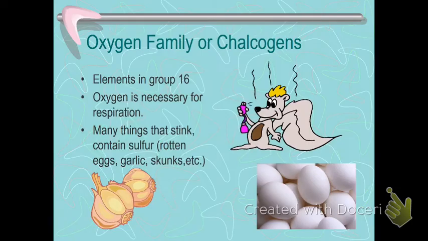The oxygen family, or sometimes they're called the chalcogens. Of course, obviously, oxygen is important to life because we breathe it. It's half the ingredients in water, so it's very important. And then many things that you think smell bad, it's sulfur is what you're smelling. That smell of rotten eggs is coming from sulfur. And so it's not very pleasant to our senses.